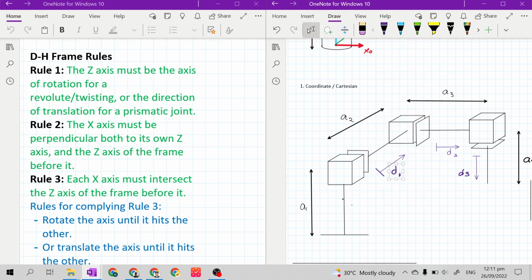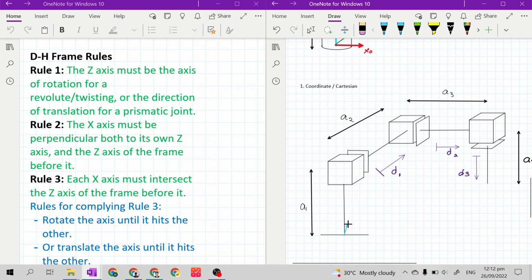Okay, next. So they are all labeled now. Let's assign frames. So let's start from rule 1. Rule 1, the z-axis must be the axis of rotation for a revolute or twisting joint, but this is a prismatic, so it is the direction of translation for a prismatic joint. We will start our z-axis from the base, but the base is not a joint. The base is just a stand and a base.